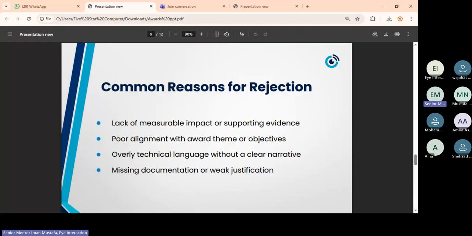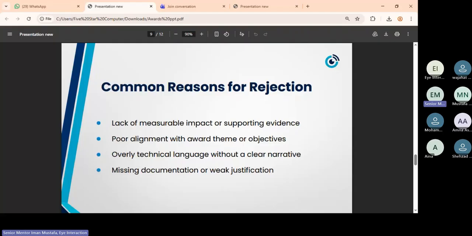The third is too much technical language. See, the audiences and the judges are not expecting you to write a document in very technical language. They need simple language, easy and understandable language. So you must write your project, or define the goal you are working on, in very simple and understandable language, right?